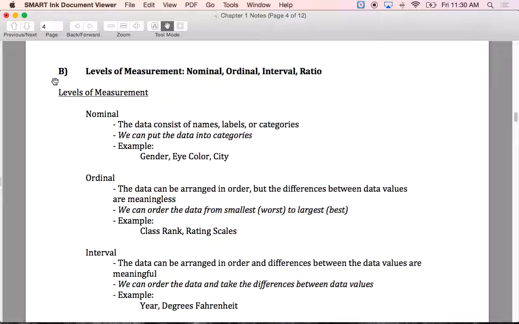Everything fits in categories. Ordinal, the data can be arranged in order, but the differences between the data values are meaningless. So we can order the data from smallest to largest, or worst to best, like class ranking, rating scales, but it doesn't really help us if we say the 10th person in your class minus the first person in your class gives you 9 rankings in between it. So we don't really have a difference in between the two. We can rank things from first, second, third, and fourth, but subtracting the numbers is not going to get us anywhere.